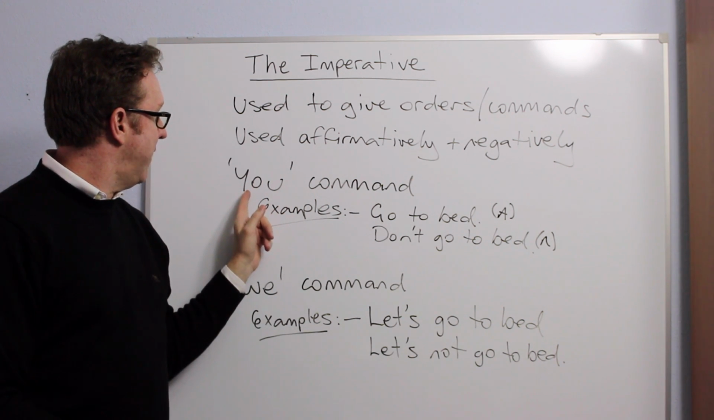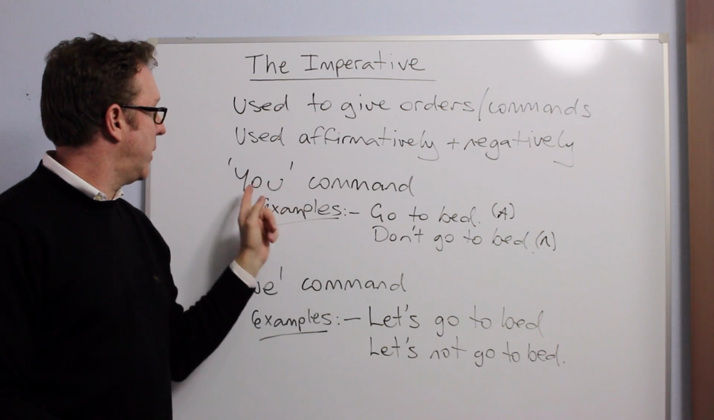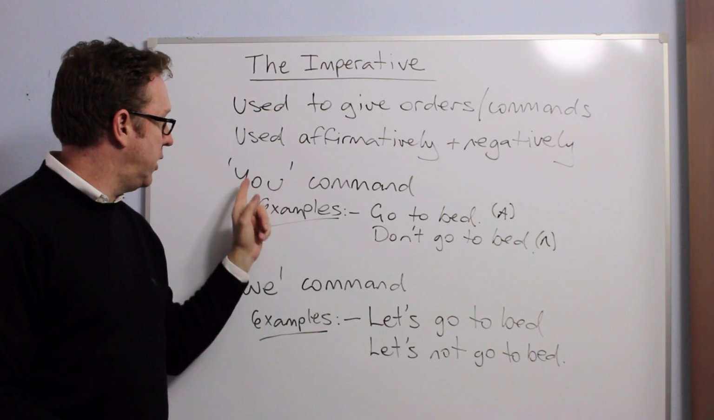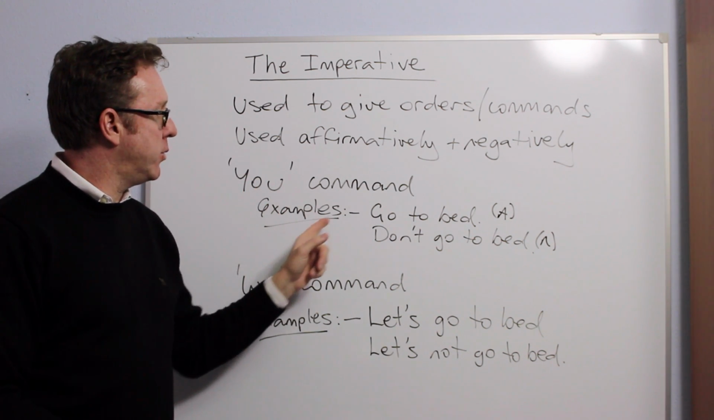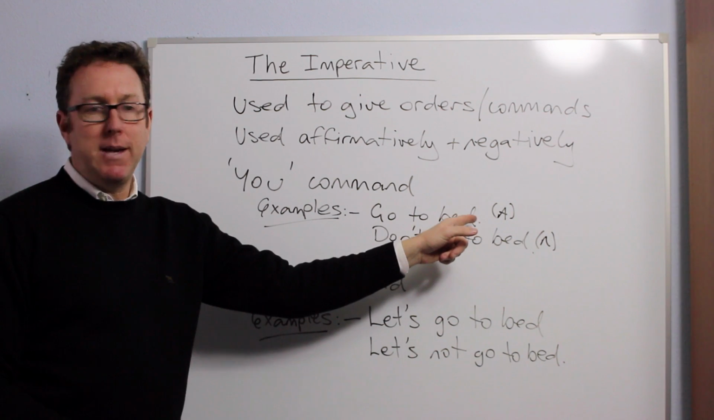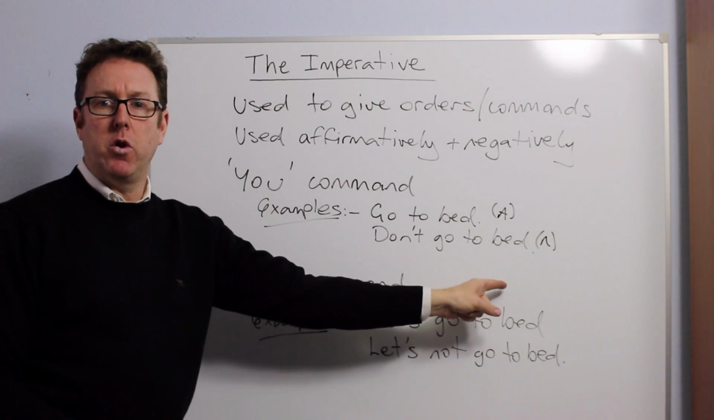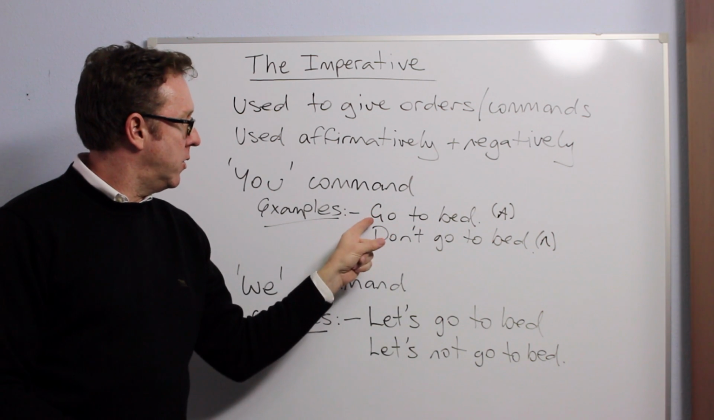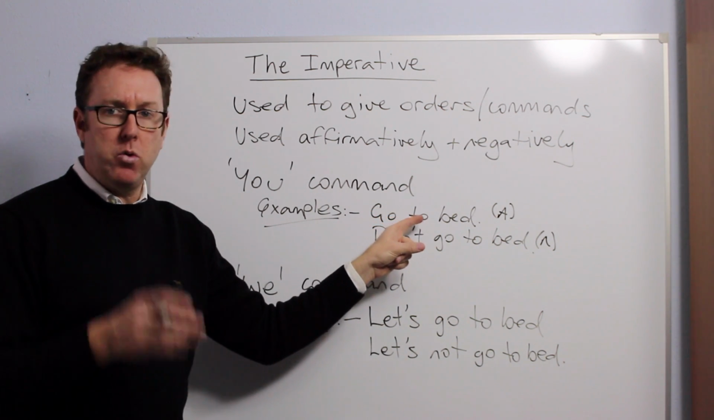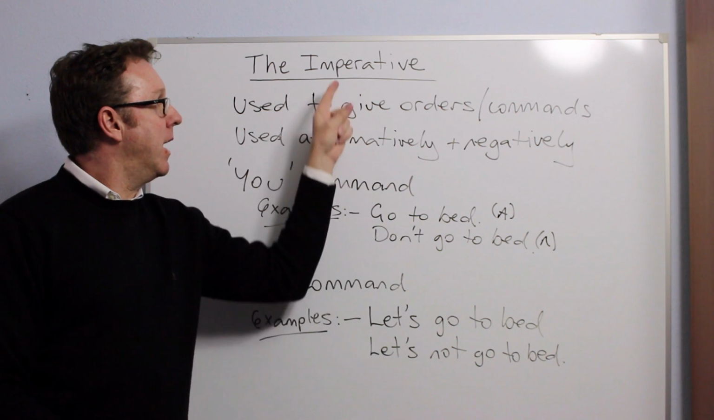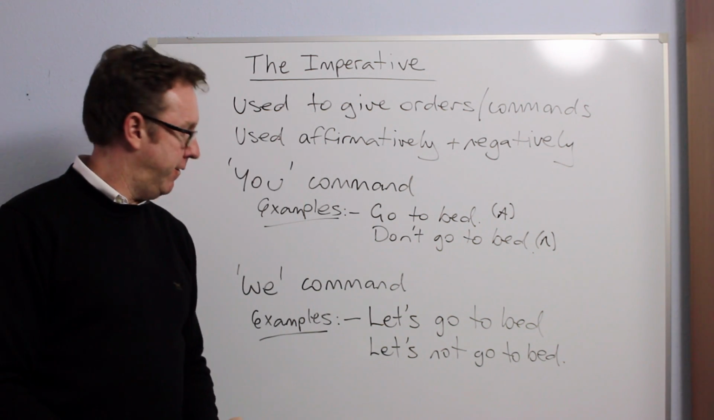Now, in English, we have two main commands. We have the you command and we have the we command. The you command, the examples would be go to bed, affirmative, or negative, don't go to bed. So you can see here that if you tell somebody to directly go to bed, you're giving them an order or a command, and we're using the imperative.